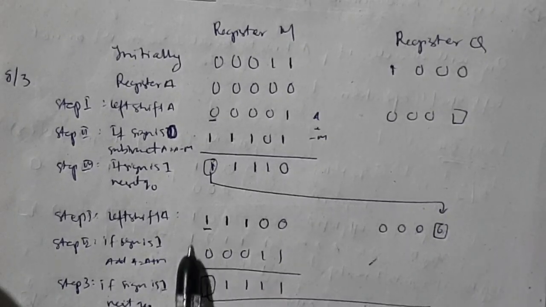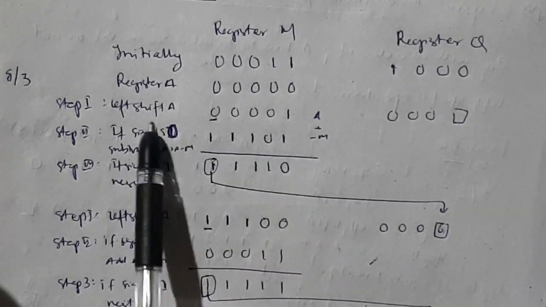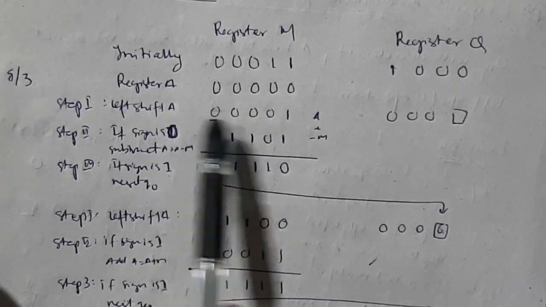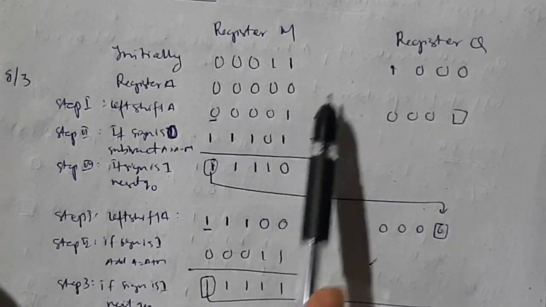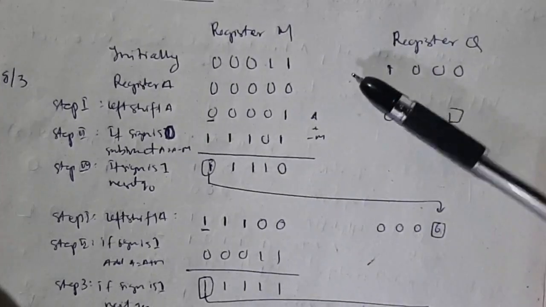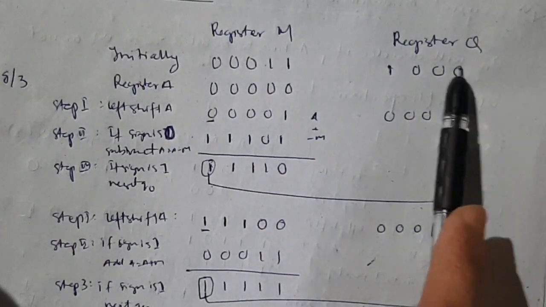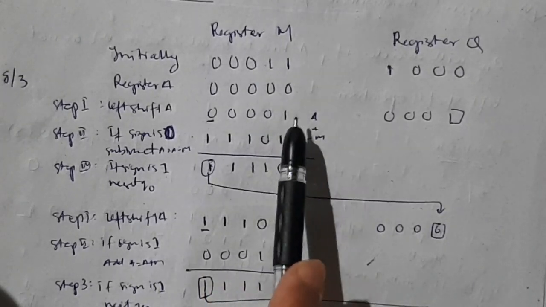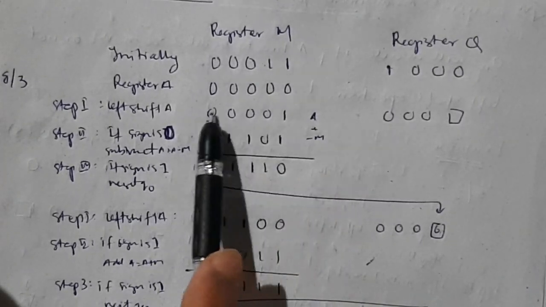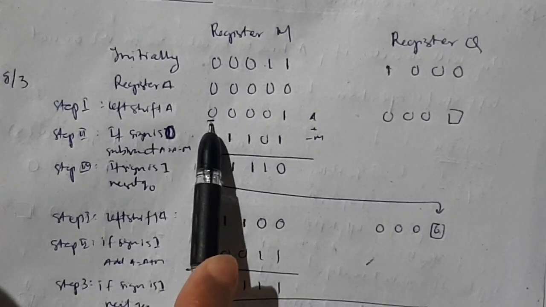Okay, if you didn't understand this step, listen once again. First you left shift A in the first step. Before, A was 0 0 0 0. When you left shift A, whatever the value of Q is will come here like this. So in A, it will be 0 0 0 0 1. Then in the next step, after the left shift, the second step is you need to check this sign, the last digit there.